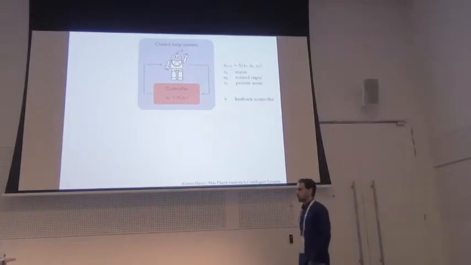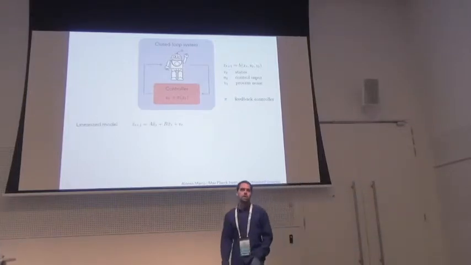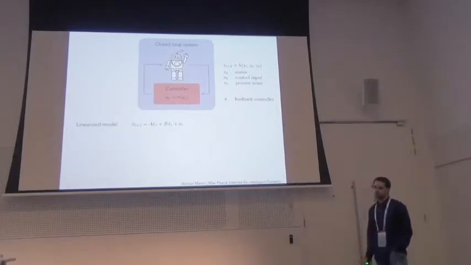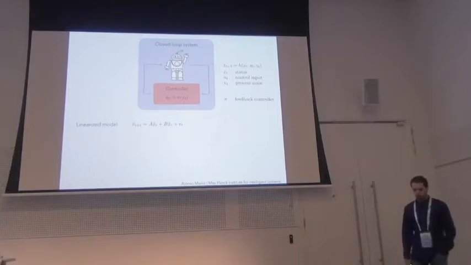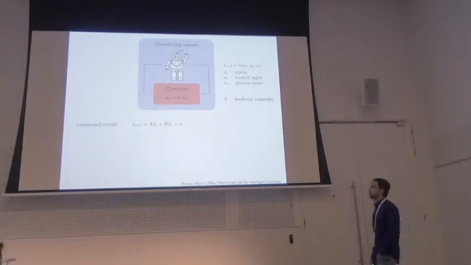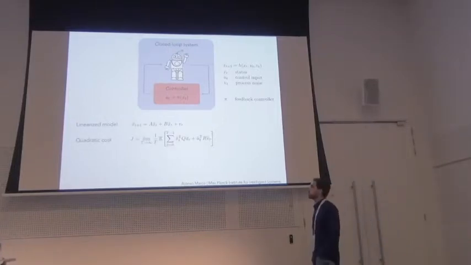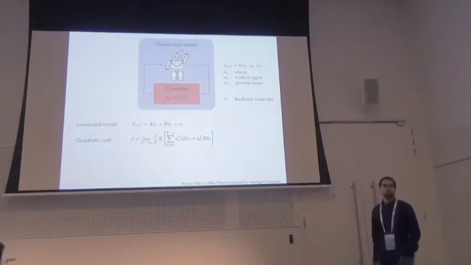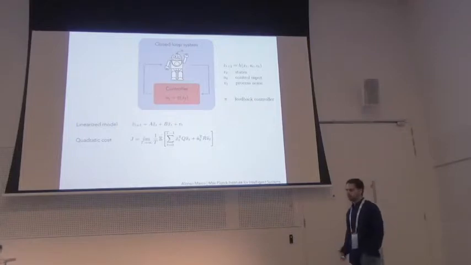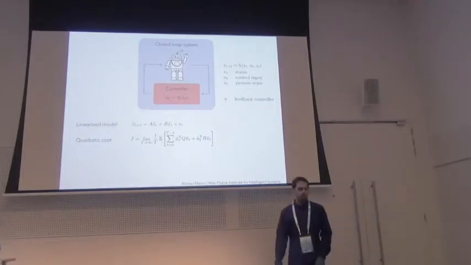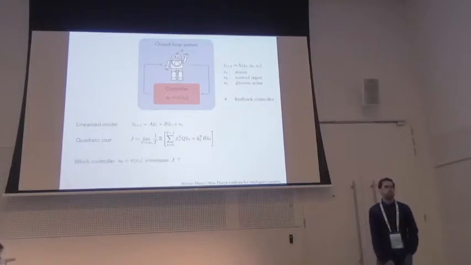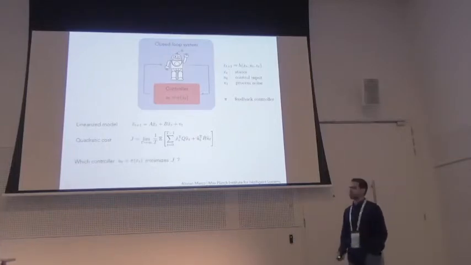So very often the case is that we have only a linearized version of this system, and then we have to live with it. A way to analyze the system behavior is to use a quadratic cost that analyzes the system state trajectories and the control input over an infinite time horizon. If this is the case, then the next natural step is to try to design a controller that minimizes this cost.